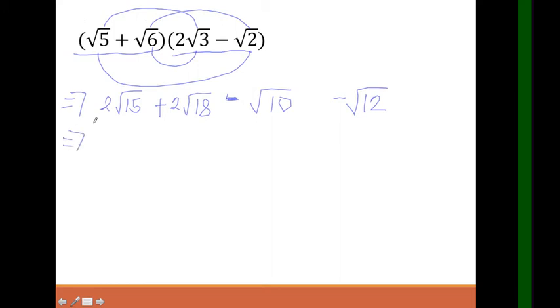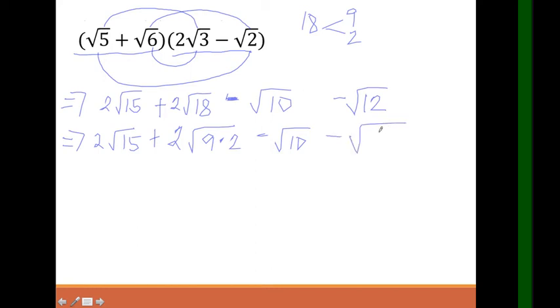Now, first, let us identify kung meron pa tayong magagawa dyan. Square root of 15, wala na. So, we have 2 square root of 15. For this one, yung 18, meron siyang factor, di ba? 18 has factors of 1 perfect square and not perfect square. That's 9 and 2. So, we have 2 square root of 9 times 2 minus square root of 10. Ito, wala na ito eh. Ang factors lang naman ng 10 is 2 times 5 at saka 1 times 10. Next, for the 12, we have 4 times 3 as the factor. 1 perfect square and one not perfect square.